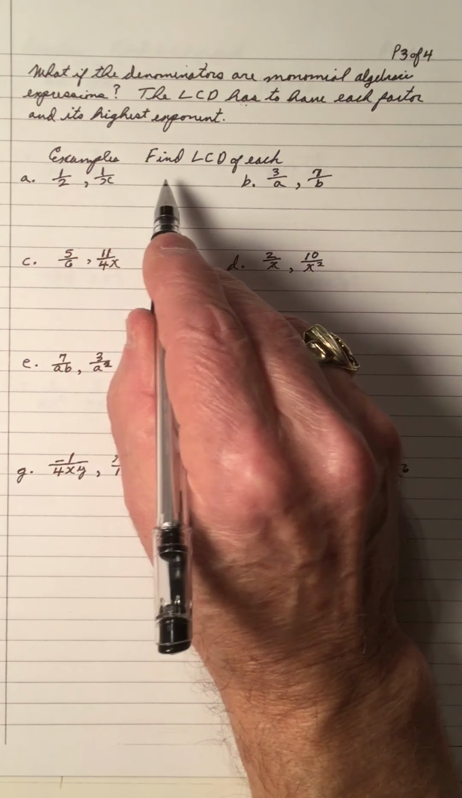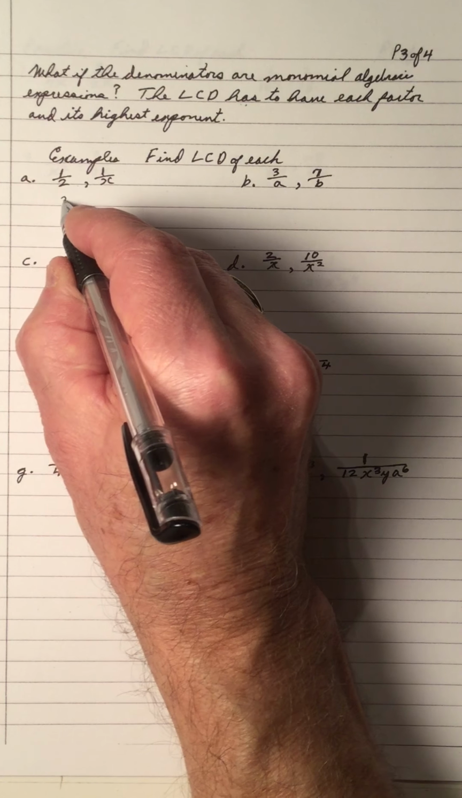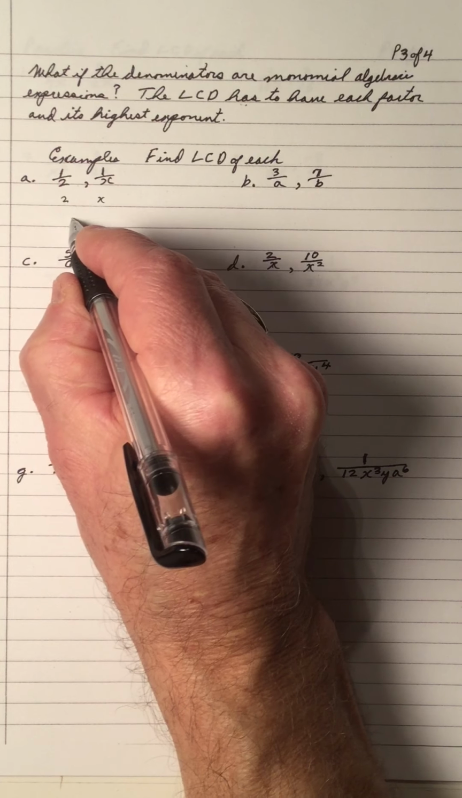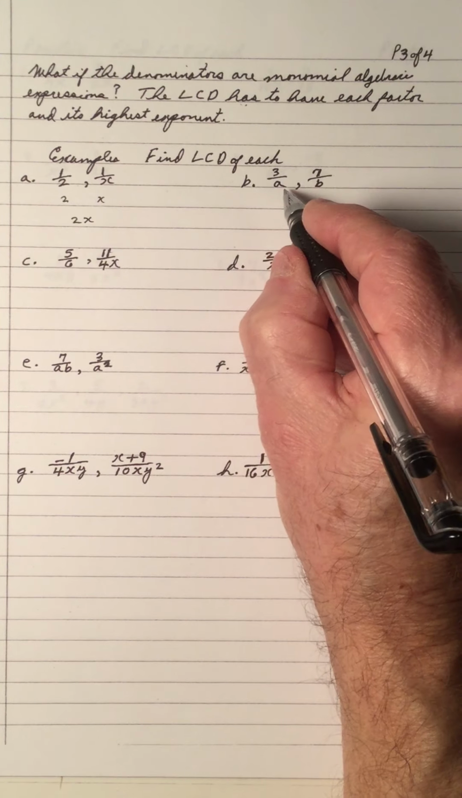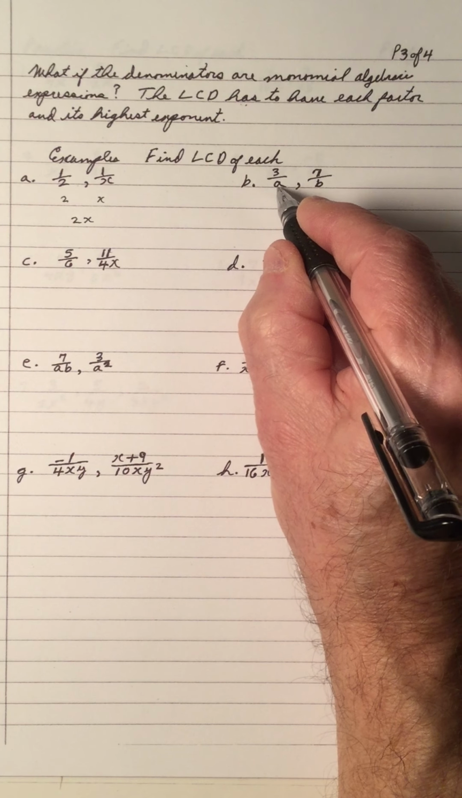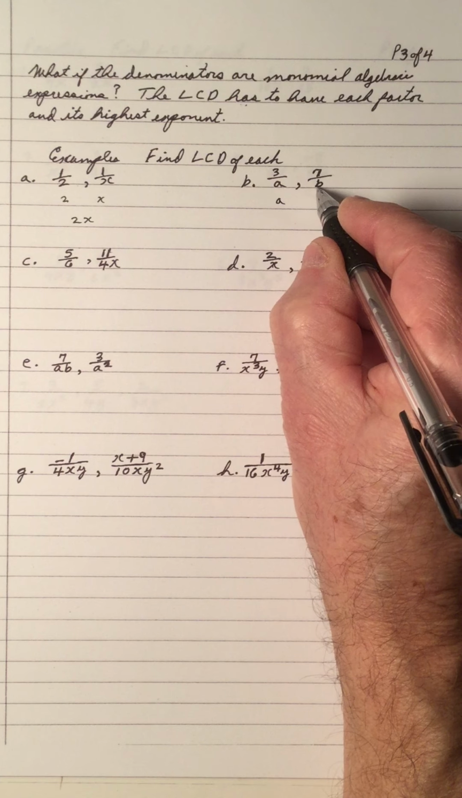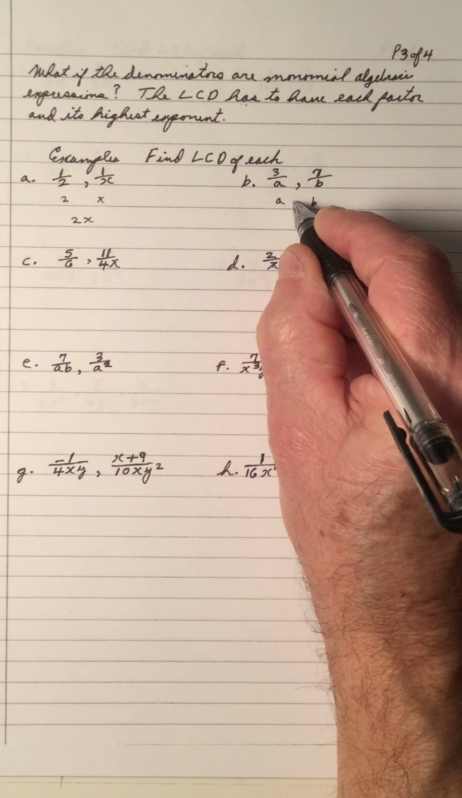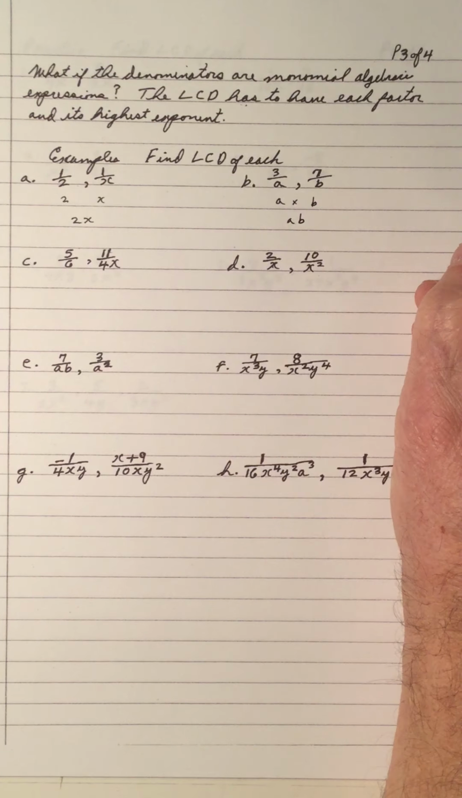Here we go. Examples. Find the LCD of each. So the factor of 2 is a 2. The factor of x is an x. So the LCD is the product, 2 times x. The factor of this denominator is a. The factor of this denominator is b. So the LCD is the product of a times b, ab.